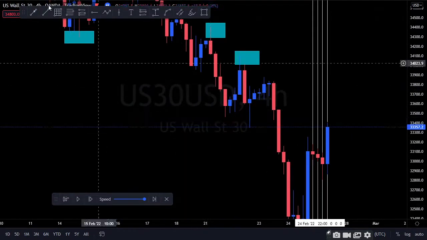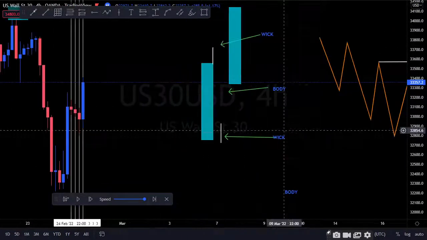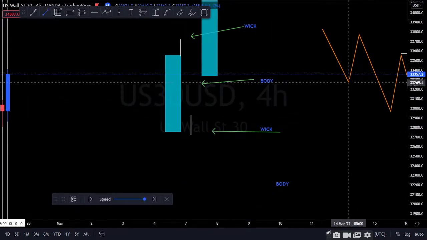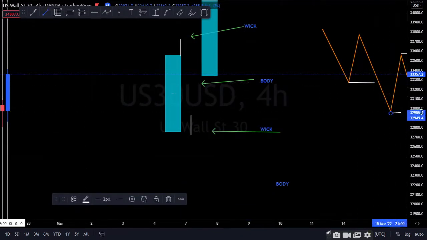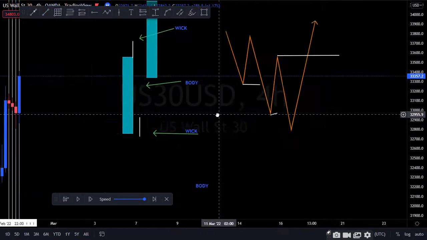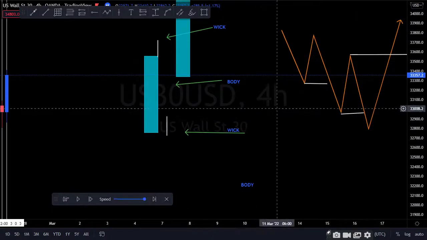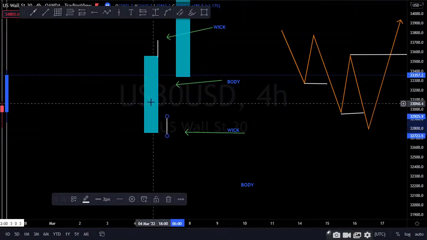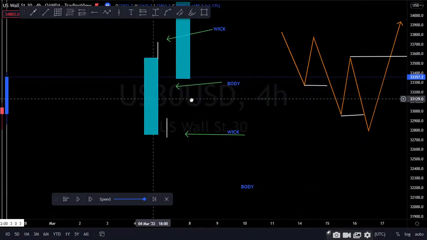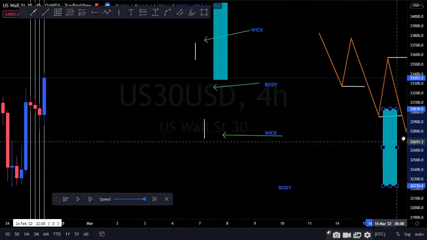This also works for BOS. When we are having a bearish market structure like this, I told you about this BOS. The same rules apply to the BOS too. You cannot have a wick breakout and tell me there is a BOS. No, the full body of the candle should close below.